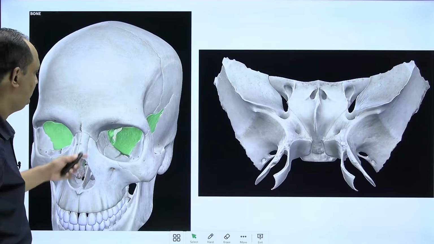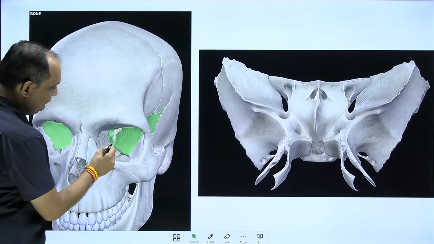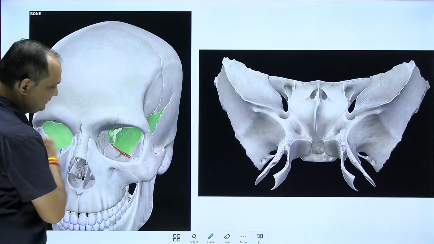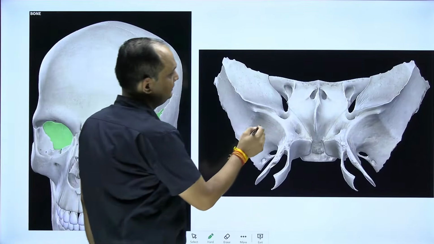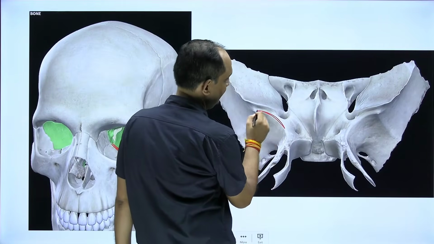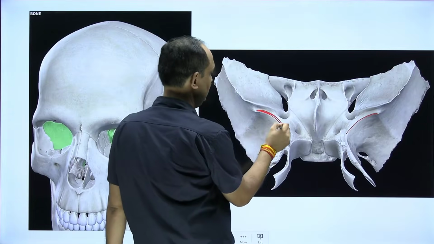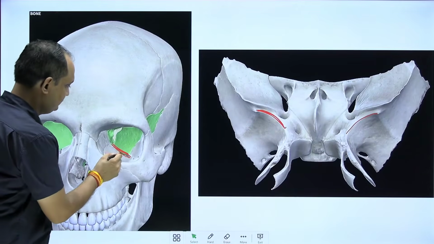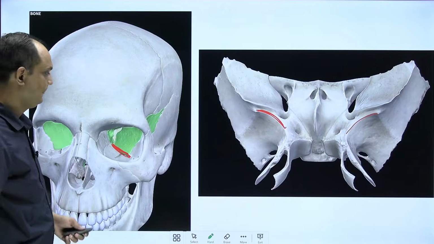Now, here I am talking about the anterior margin. So, this is your infraorbital fissure. Now, this is the anterior margin. Here you will have the anterior margin, and this anterior margin makes the border of the fissure which is known as the infraorbital fissure.